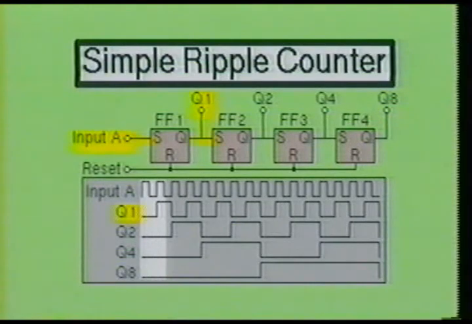Since the flip-flop only has 2 states of energy, either on or off, it produces a binary count. The first flip-flop stores up to 2 counts, the second stage stores up to 4 counts, the third stage up to 8 counts, and the fourth stage up to 16 counts. Since this counter starts at 0 and counts up to 15, it is called a binary up counter.